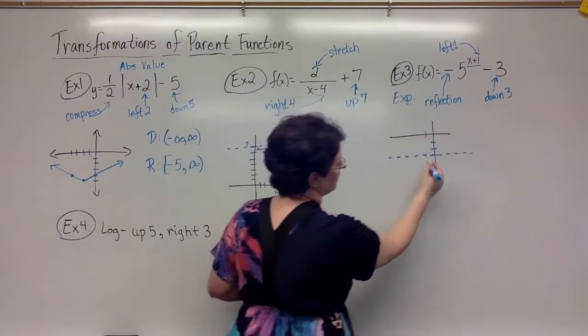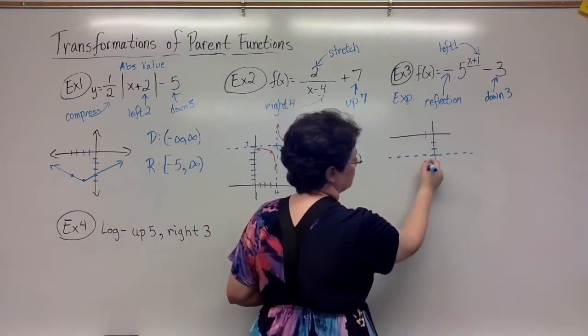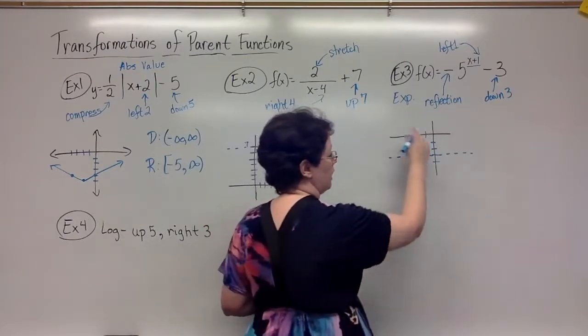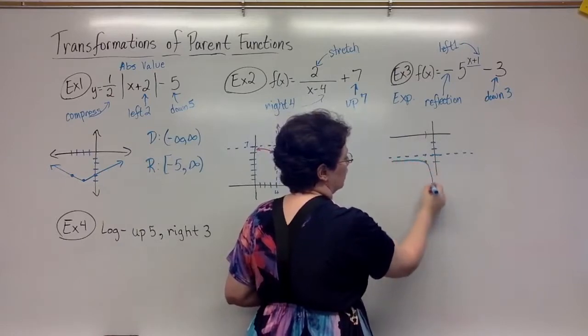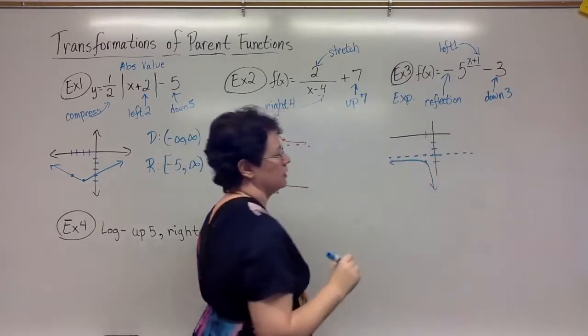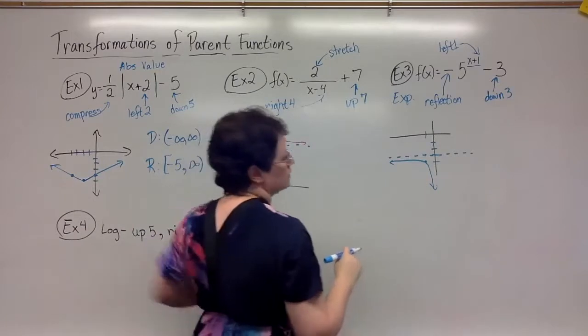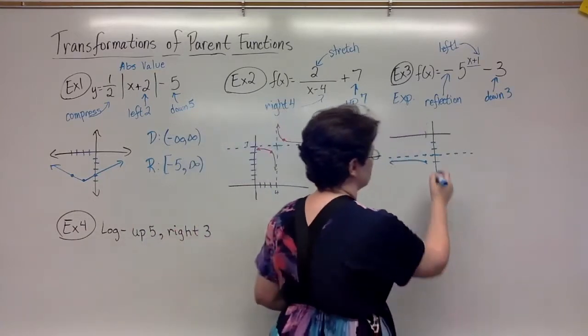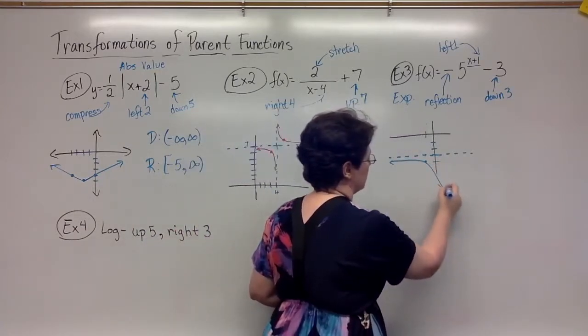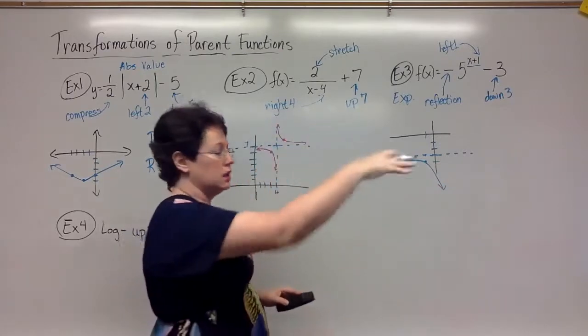Reflection. So it's flipped upside down. So I'm going to go one more down instead of up, and it's going to do something like that. Now that is not asymptotic to the axis. It's going to keep going out, remember? It's going to keep going.